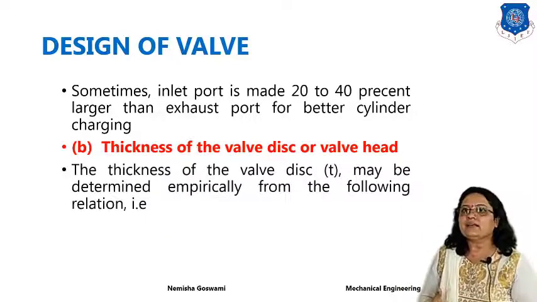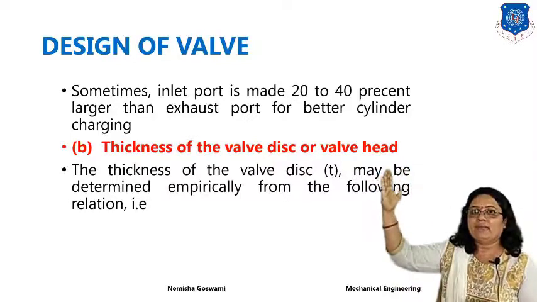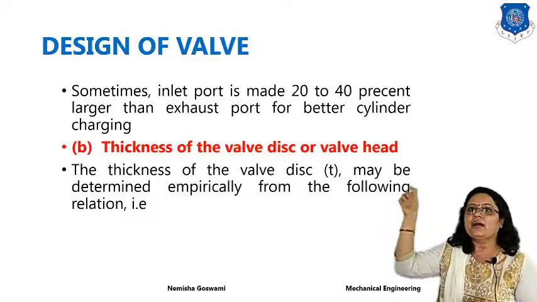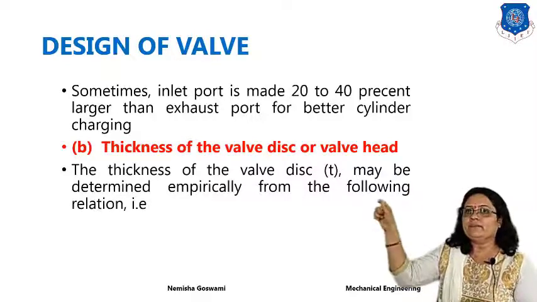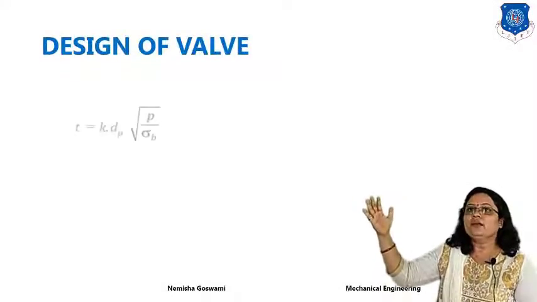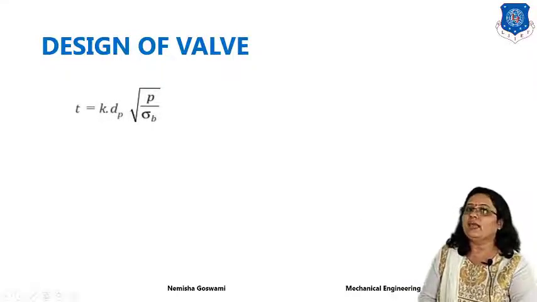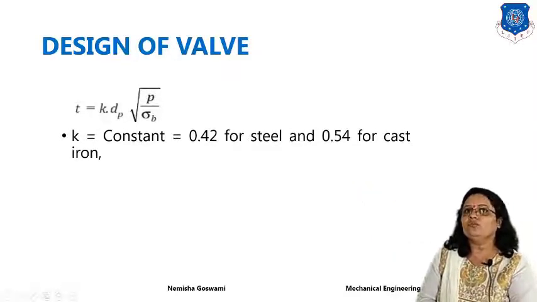The second thing is you have to find the thickness of the valve disc or valve head. Disc and head are the same thing. It is denoted by t, and you can find it directly using the empirical formula, which I have already explained: t is equal to K into d_P under root of p divided by sigma_b. Here K is a constant. Its value is 0.42 for steel and 0.54 for cast iron.